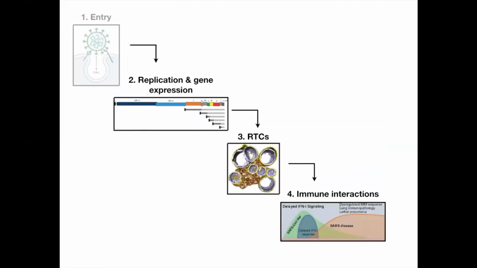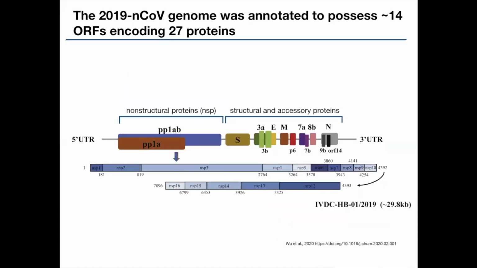Okay, so that covers entry, and we're now going to move on and talk about what happens to the viral genome once it has moved into the cytoplasm of the cell. Well, the 2019 CoV-2 genome has been annotated, and depending on the annotation that you look at, it's thought to possess about 14 open reading frames, encoding an estimated 27 or so proteins.